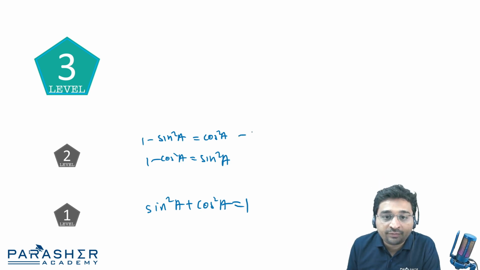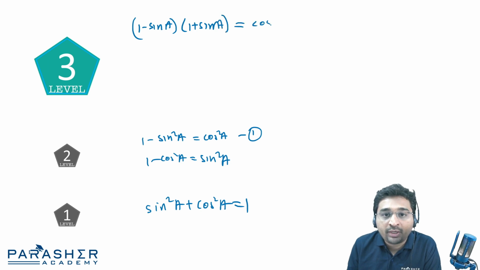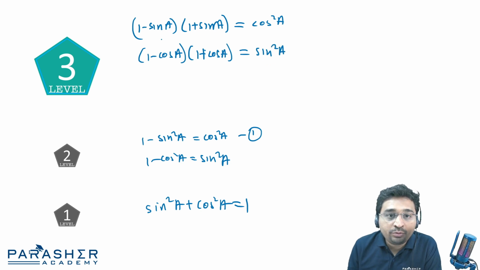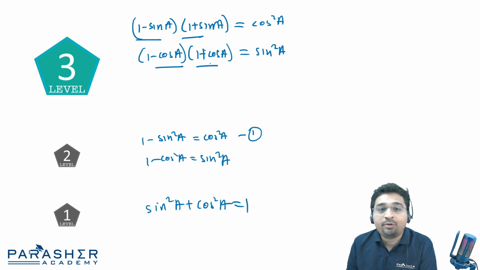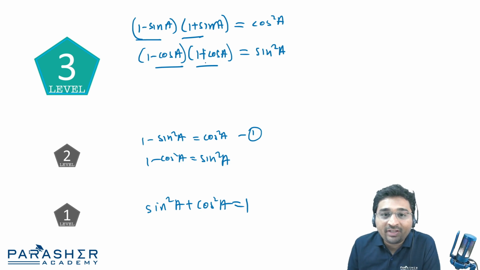If you look at this first equation, the LHS looks like 1 square minus sine square A, which is a square minus b square format. So if I build on this, I get 1 minus sine A into 1 plus sine A equal to cos square A. Similarly, 1 minus cos A into 1 plus cos A equal to sine square A. So wherever you see any one of these, you should attempt to bring it to this format and apply this identity. That is level 3 understanding.